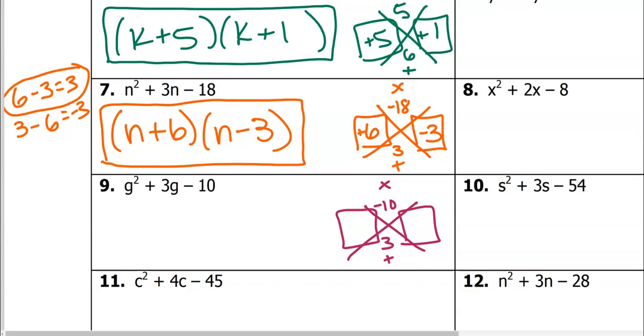Yep. In a minute. What do you have? What you got? Okay. He has +5 and -2. Do we agree? Yeah. Let's check it. Is 5 times -2 -10? Yes. Is 5 minus 2 positive 3? Yes. So it is G plus 5 and G minus 2.